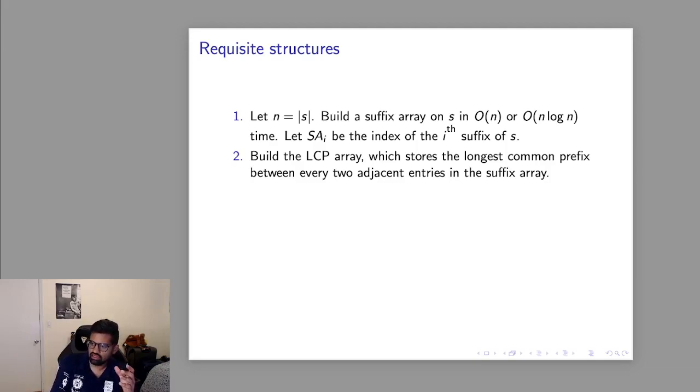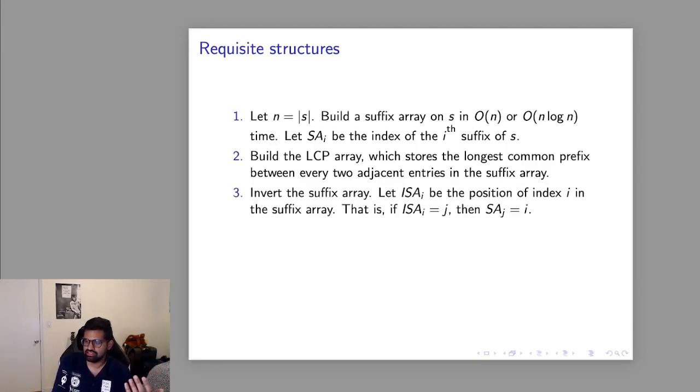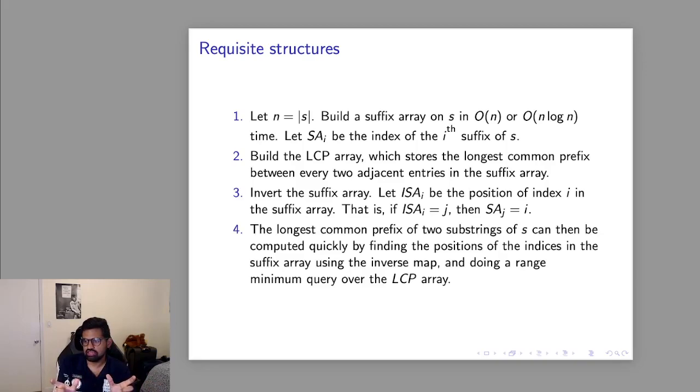So how do we do that quickly? Well, our first step is a suffix array is just a permutation, right? From 0 to n of all of the possible suffixes. So we build the inverse permutation, and we'll call that the inverse suffix array. Then, in order to find the LCP of 2 suffixes, we look up their indices in the suffix array using our inverse suffix array. Then we do a range minimum query over our LCP array.